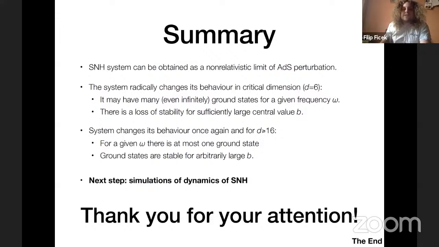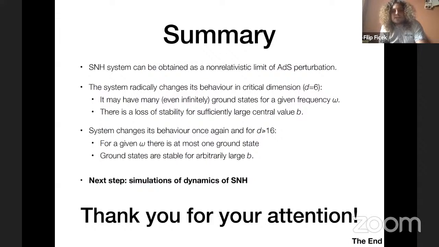But the new surprising fact is that there is another, maybe not critical, but important dimension, which is 16, in which the behavior of this system also changes drastically. And among the other changes, one of the most important is that all ground states become stable for arbitrarily large values of B in these dimensions.